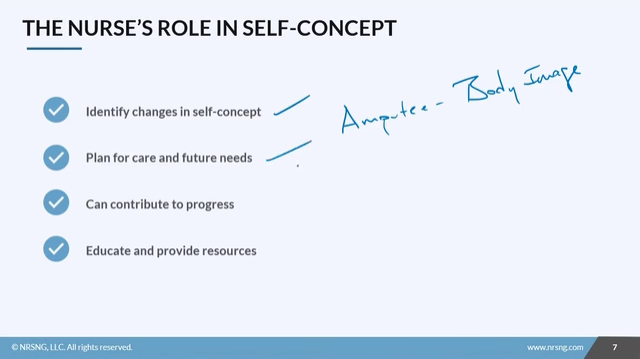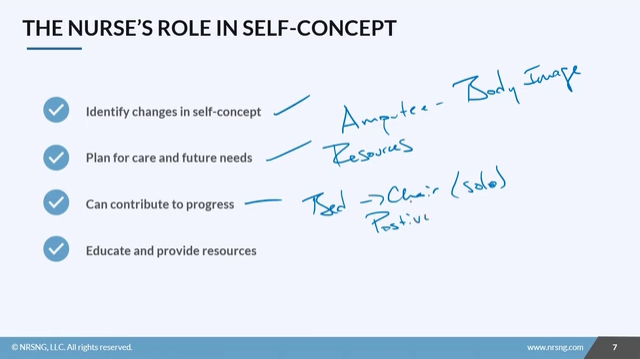You can plan for future care needs. So, hey, I need to make sure I get this guy the right resources. And the other thing is it can contribute to progress. So if you help your patient that has an amputation transfer from the bed to the chair, and they start to get the hang of it, and then they finally do it by themselves, that empowers them. That gives them progress. That shows them that they can. Those are actually positive attributes to self-concept. Autonomy is important, especially for this patient right here, your amputee.